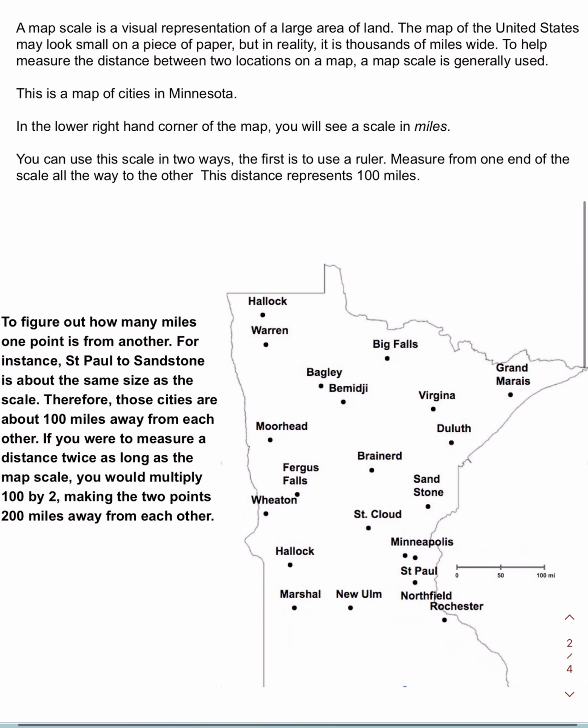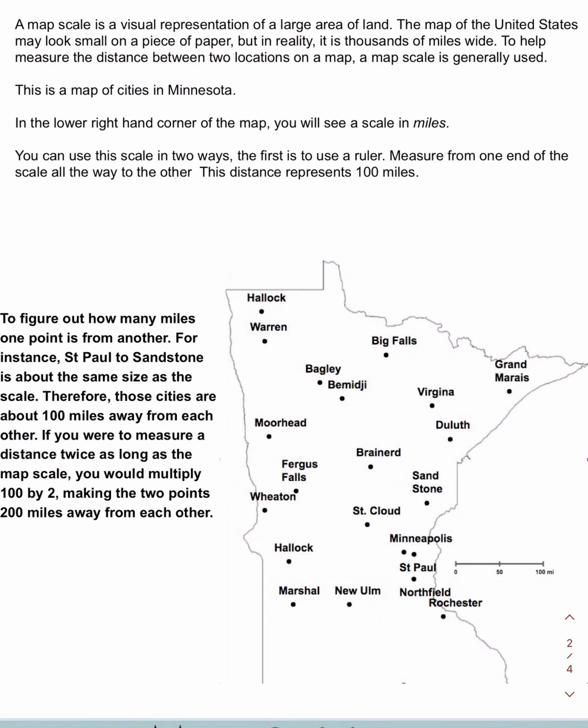This is a map of cities in Minnesota. In the lower right corner of the map, you will see a scale in miles. You can use this scale in two ways. The first is to use a ruler. Measure from one end of the scale to the other. That distance represents 100 miles.